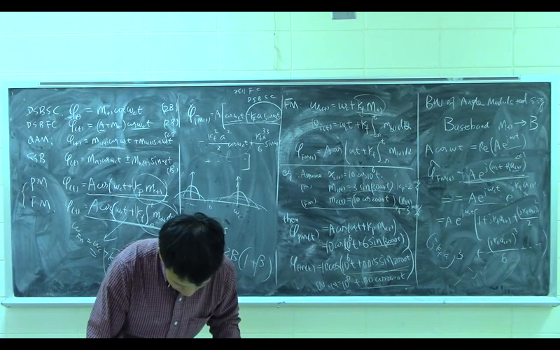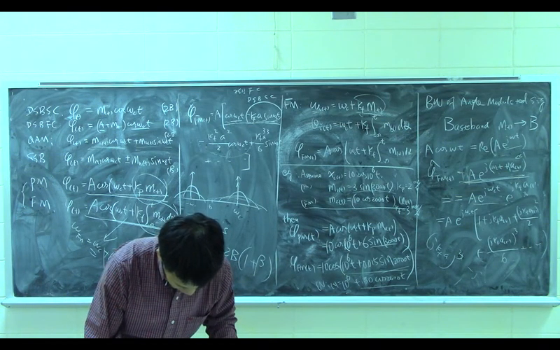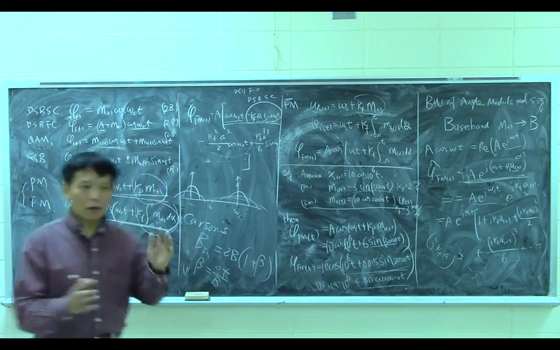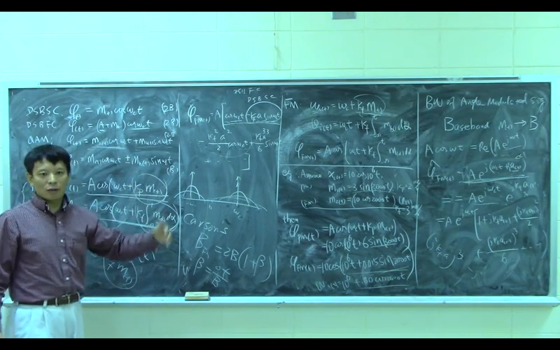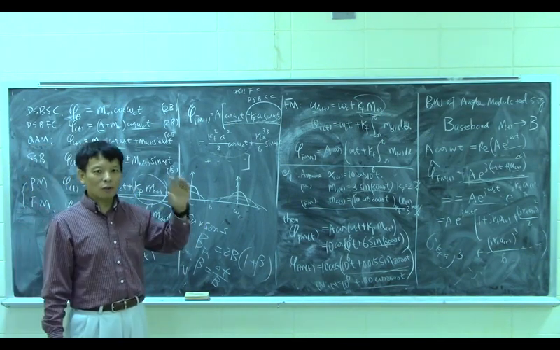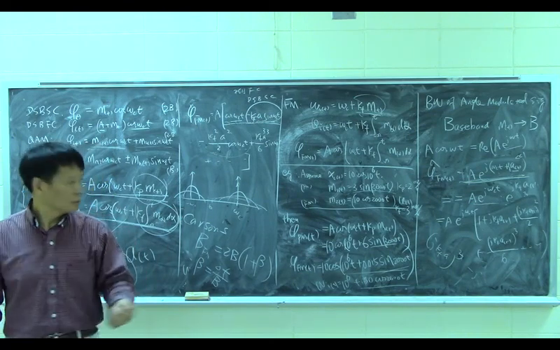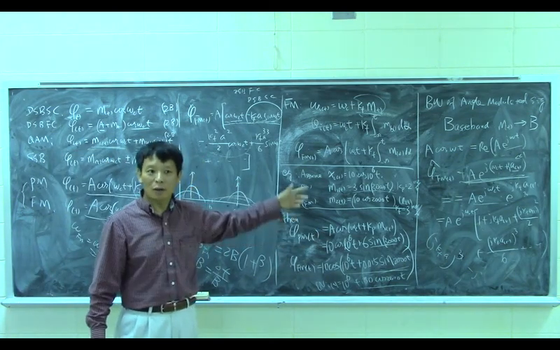Okay, any further questions on this? Now imagine I give you a baseband signal and a carrier, all the necessary information. Can you write out the FM or PM modulated signal? Like the example we just read, right? Yeah, you can write this, right?